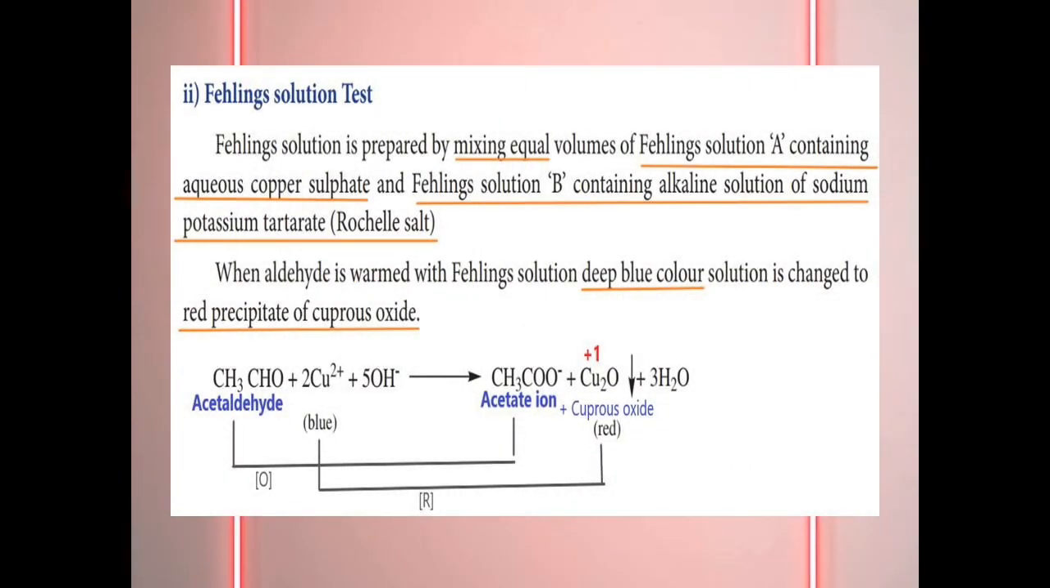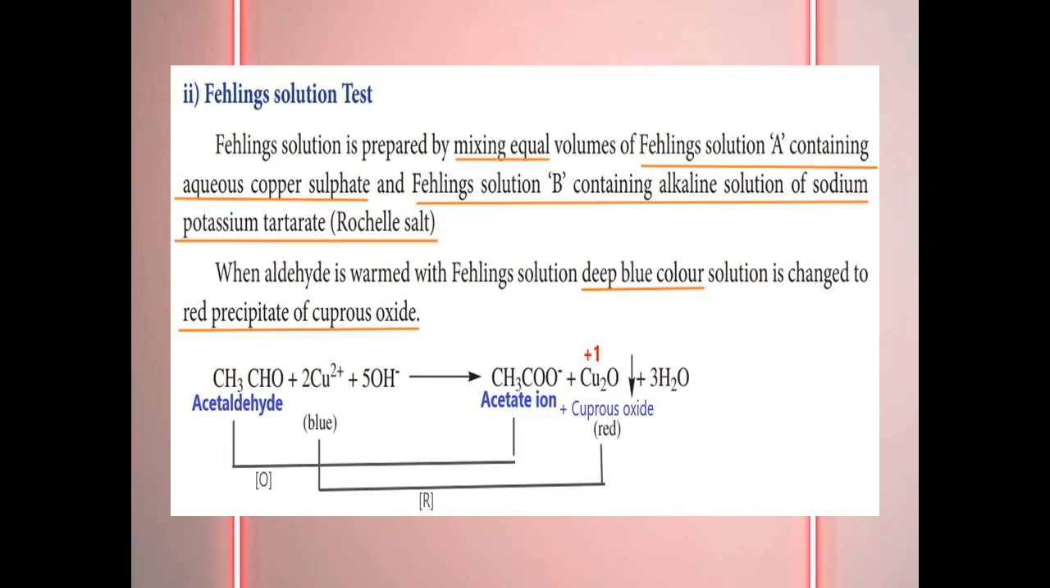Fehling's solution test. What does Fehling's solution mean? It contains two solutions. One is A. What is A? Aqueous copper sulfate. Another solution is B. It contains an alkaline solution of sodium potassium tartarate, another name for which is Rochelle salt. When A and B are mixed and treated with acetaldehyde, the deep blue color of copper sulfate changes to a red precipitate of cuprous oxide.